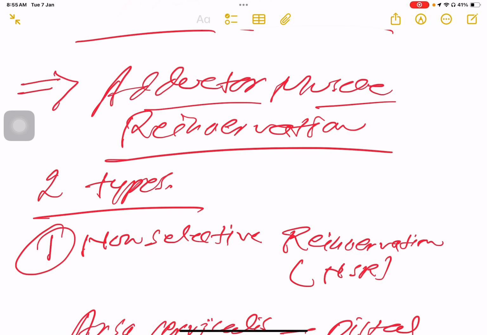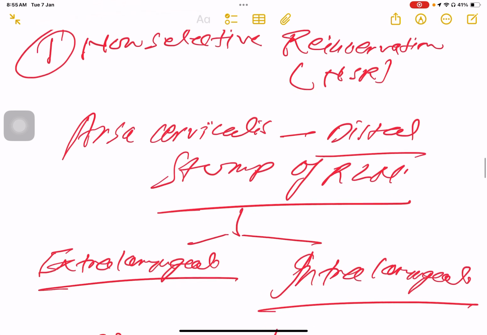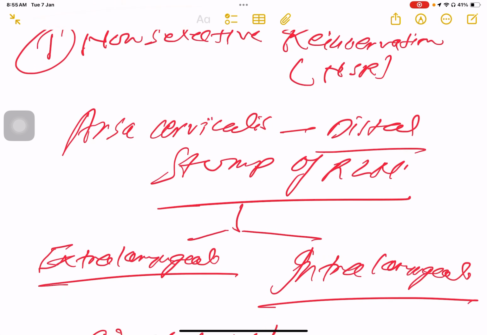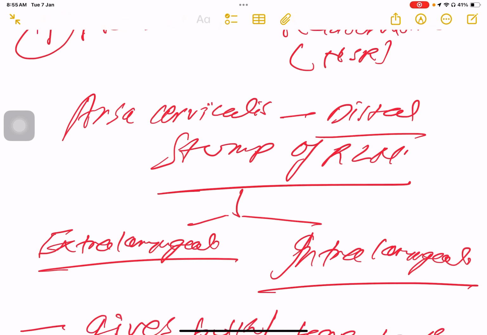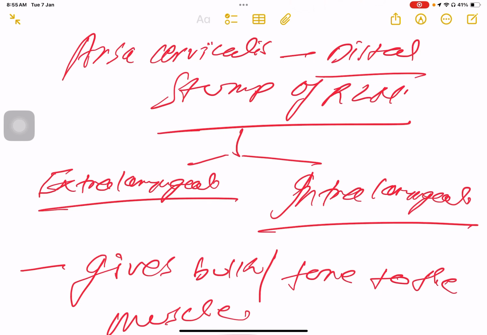The first type is the non-selective reinnervation. In non-selective reinnervation, what we do is we take the Ansa cervicalis nerve after dissecting in the neck and identifying the Ansa cervicalis over the carotid sheath, and finally anastomose it with the distal stump of the recurrent laryngeal nerve, which we could find inside the neck. And again, it is of two types: either it may be done extralaryngeally or it may be done intralaryngeally.